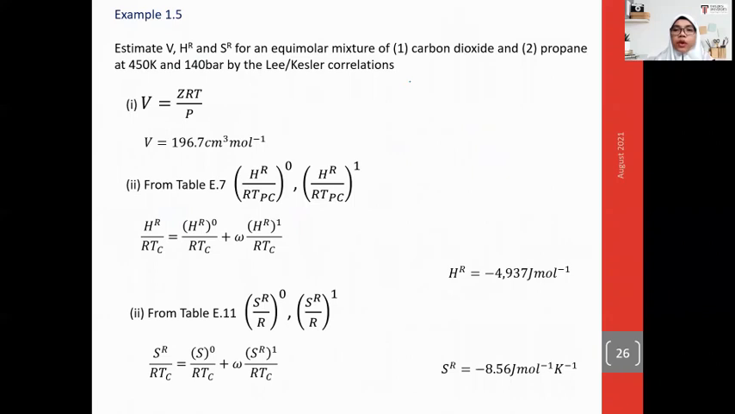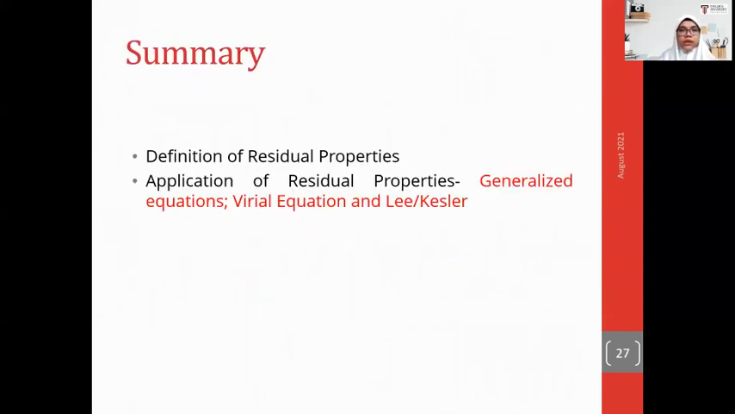To determine the molar volume here, we use ZRT over P, with the temperature and pressure given. To define the HR or residual enthalpy, you may use this equation, and then refer to the table to determine HR0 and HR1. Finally, you can obtain the HR. The same goes for the entropy. You may try this, I already provided the answer, and refer to your reference table, because this is a straightforward calculation.